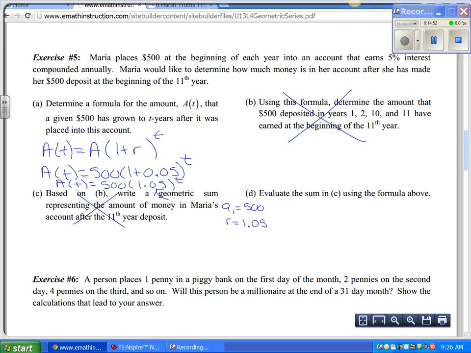What else do we need to know? Let's put it that way. We need N. Okay, so let's talk about the context of the problem. We want to know how much money she has at the beginning of the 11th year. So what is N? Yeah. Works for me, right? All right, find out. That's all the information you need.